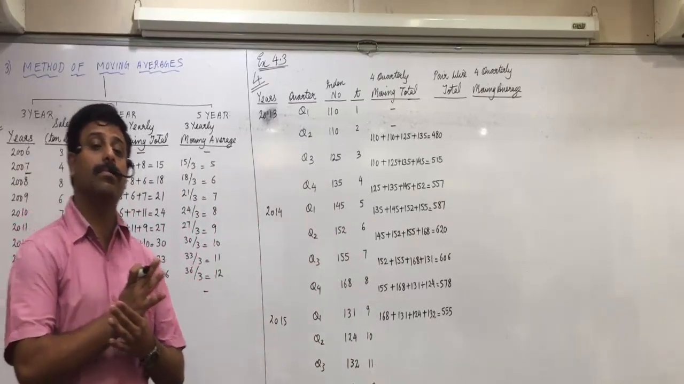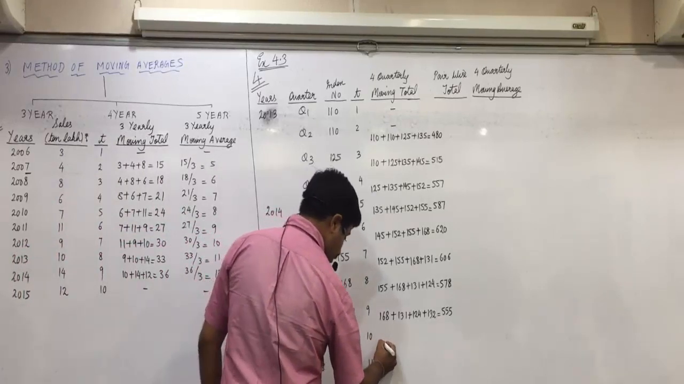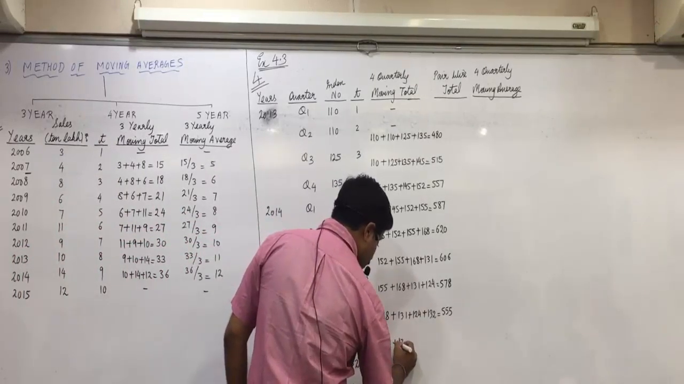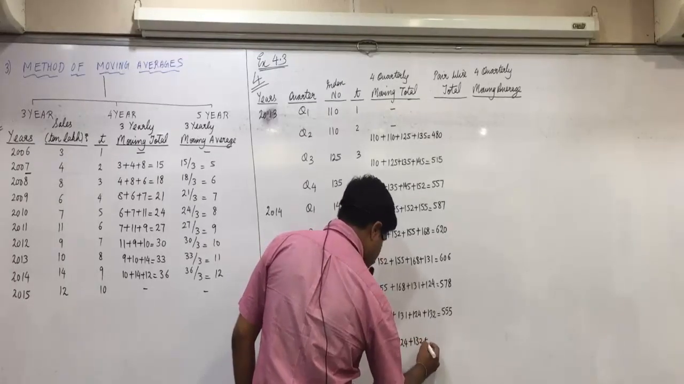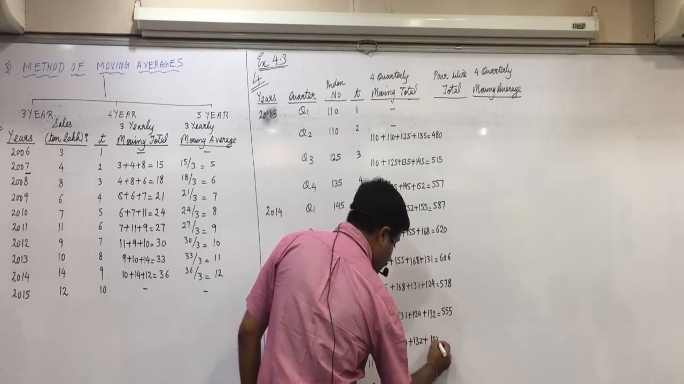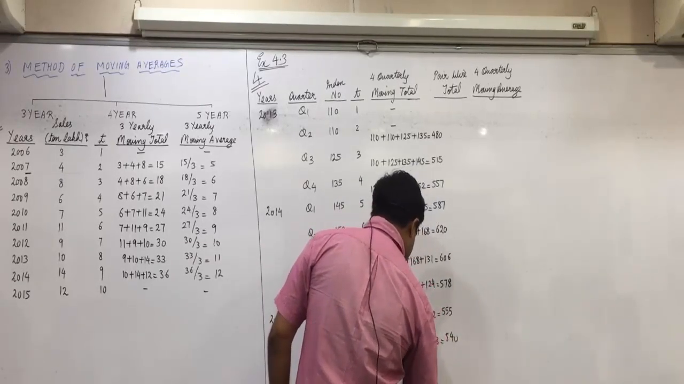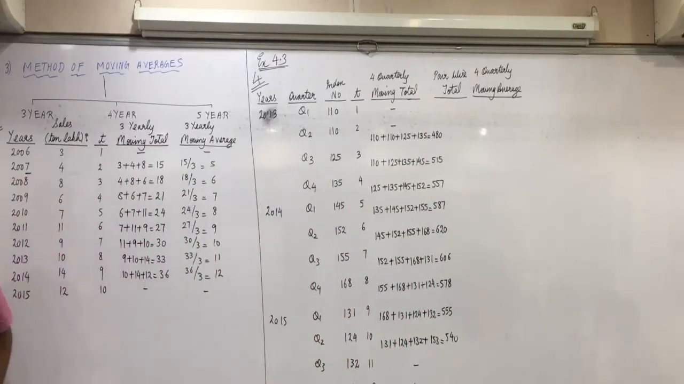Then Mewadi: 131 plus 124 plus 132 plus 153 is 540, and the last two will remain blank. So has everyone understood this 4 quarterly moving total, how to write it? Yes, sir. Who all are still doing it?